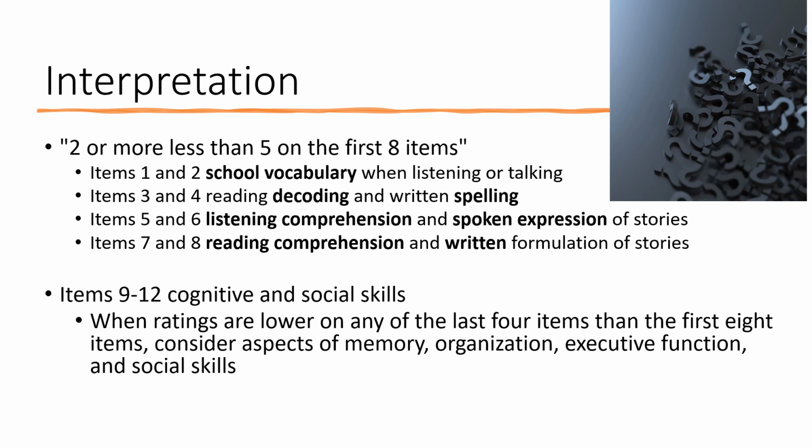the first 8 items. So when you see lower ratings on items 1 and 2, we know that this is going to correlate to school vocabulary when listening or talking. Items 3 and 4 relate to decoding and encoding or spelling. Items 5 and 6 relate to listening comprehension and spoken expression of stories. So this is going to be a rating that we're highly interested in. And then items 7 and 8 relate to reading comprehension and writing.